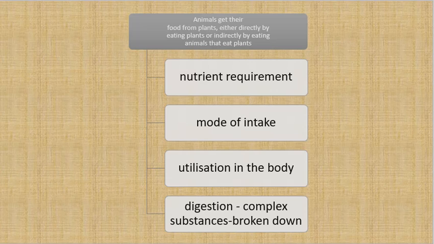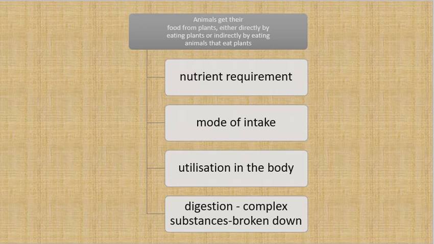Why do we need food? We need food for the nutrient requirements. Nutrition is the way we fulfill our nutrient requirements. What are the nutrients? The nutrients are the carbohydrate, the protein, the minerals, the fat, the vitamins, water, etc. How do we intake this? We have this food in various forms. Now, this food is utilized by the body, and that is why we have to have the food.